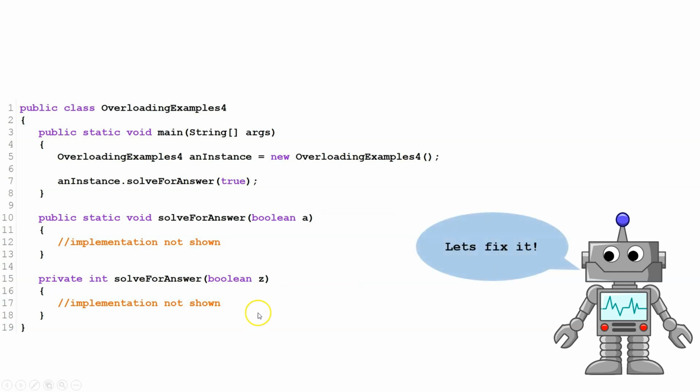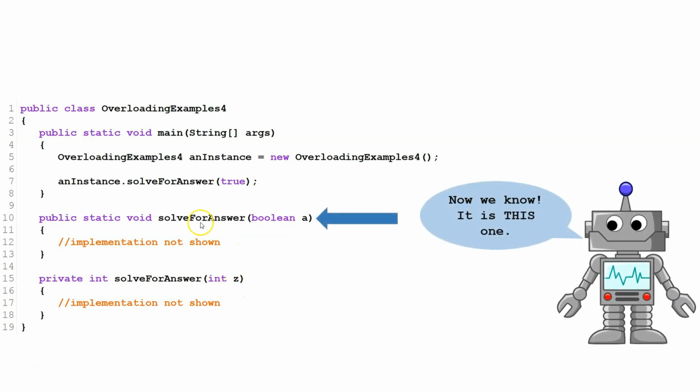Let's correct this. The second one we're going to change from Boolean to int. Now we have one solve for answer with a Boolean parameter and another with an int parameter. Now when we call solve for answer with one Boolean argument, it knows which one to go to.